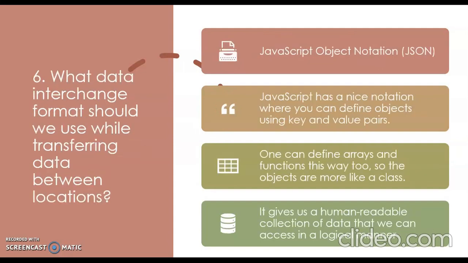Coming to the next, what data interchange format should we use while transferring data between locations? We know that JavaScript Object Notation, which we call JSON, is the best interchange format for transferring data between locations. So JavaScript has a nice notation where you can define objects using key and value pairs. It gives a human readable collection of data that we can access in a logical manner.